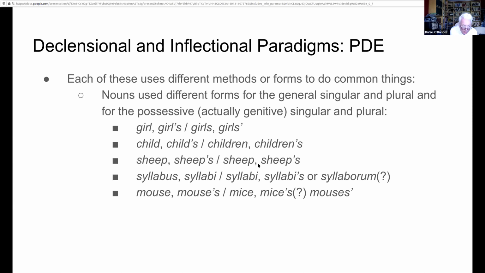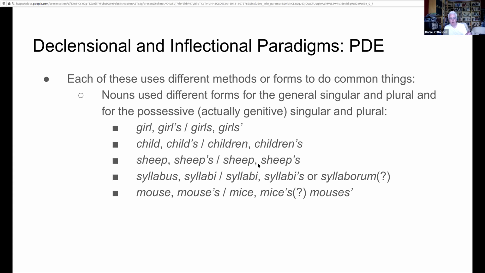So you've got girl, the same grammatical function. Girl is the general case. You'd use it for the subject or the object. The possessive is girl's, written with an apostrophe. In the plural, it's girls with an S, and the plural possessive is girls'. It sounds exactly the same, but we write it with an apostrophe after the S.